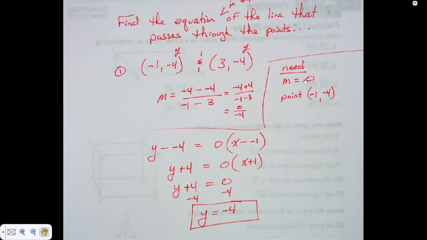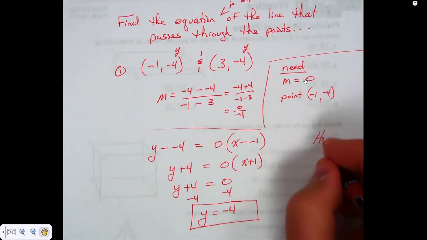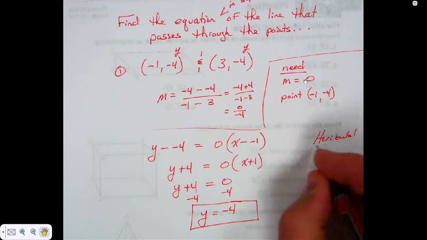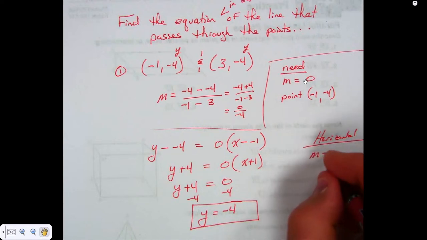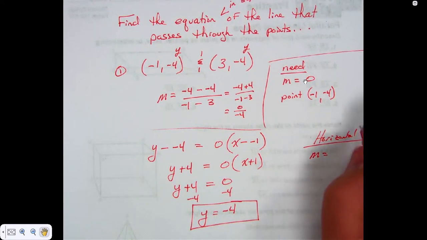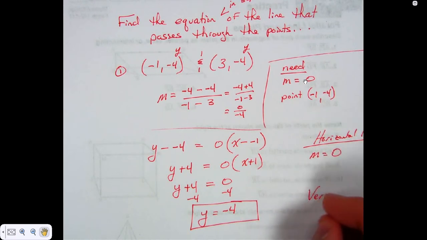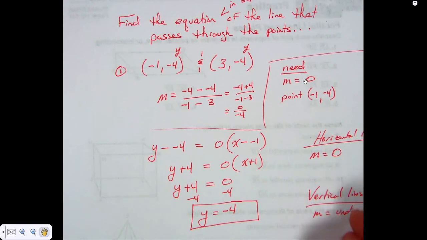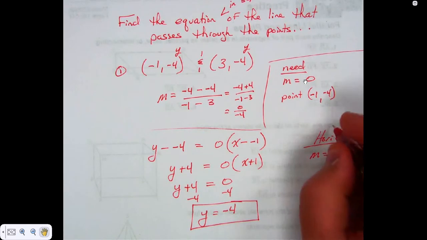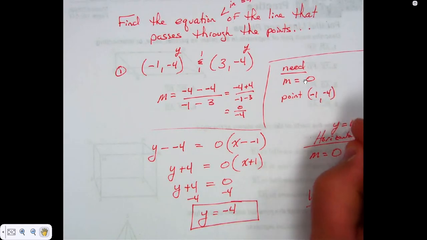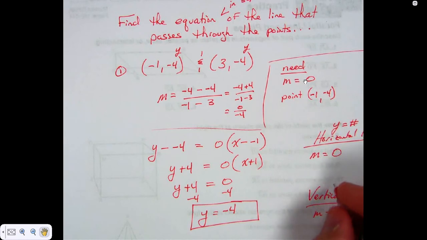Those of you that have dealt with horizontal and vertical lines, that'll be a little bit easier. Horizontal lines, the slope is 0. Vertical lines, the slope is undefined. Horizontal lines are always in the form y equal to a number. Vertical lines are always in the form x equal to a number.